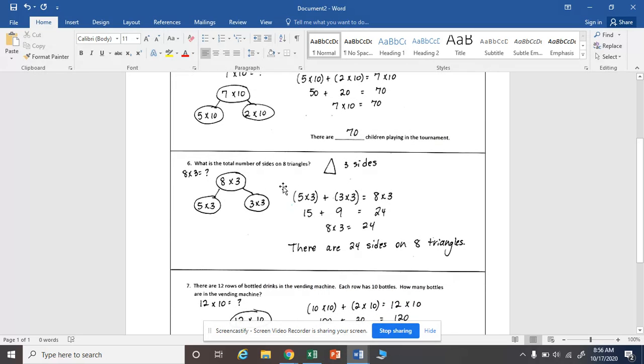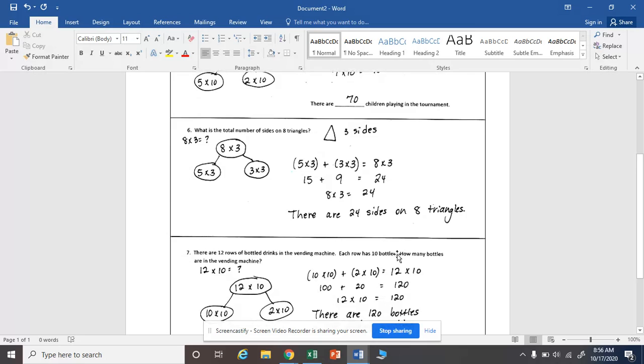What is the total number of sides on 8 triangles? Well, if you remember, a triangle has 3 sides. So if we have 8 of them, we have 8 total triangles. Each of them has 3 sides. So we're going to break it apart, decompose it into 2 smaller numbers: 5 times 3 and 3 times 3. 5 times 3 is 15. 3 times 3 is 9, which equals 24. 8 times 3 equals 24. There are 24 sides on 8 triangles.